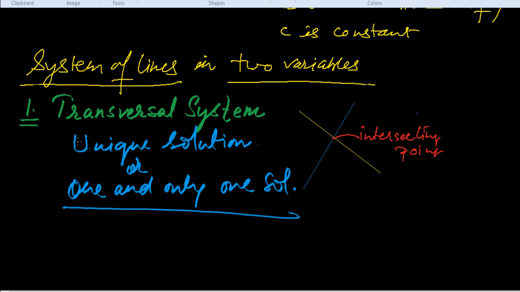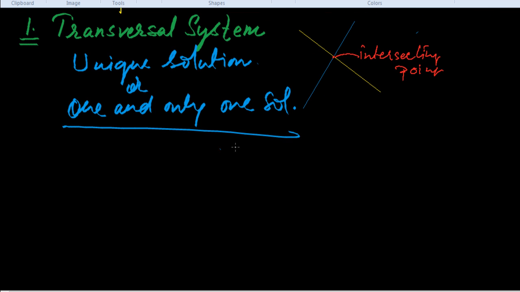Okay. So a transversal system, where both the lines intersect each other at a unique point, is called the transversal system, and it would give us the unique solution, or the one and only one solution. If we have two lines like this, I write the equations in this way. First equation is a1x plus b1y plus c1 is equal to 0.